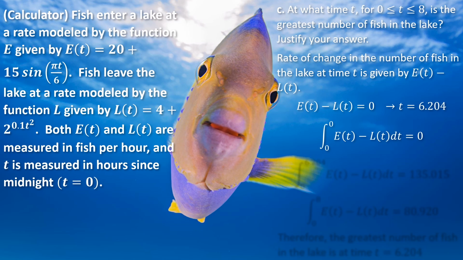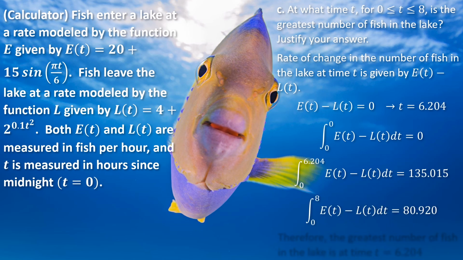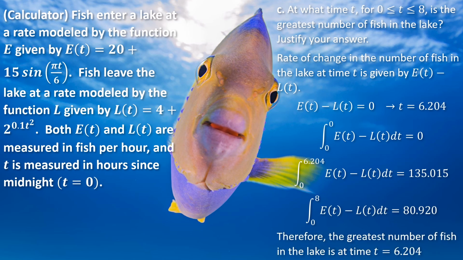All right, so then I checked from 0 to 6.204 of my function E minus L, and I got 135.015. And then lastly, I have to check my last endpoint, so from 0 to 8, and I plugged that in, and I got 80.920. So that tells me the greatest number of fish in the lake is at time t equals 6.204 because that is the highest number, 135.015.